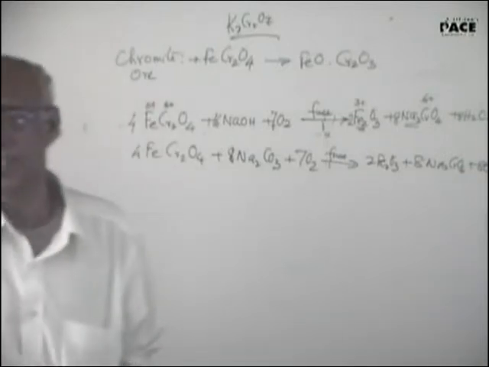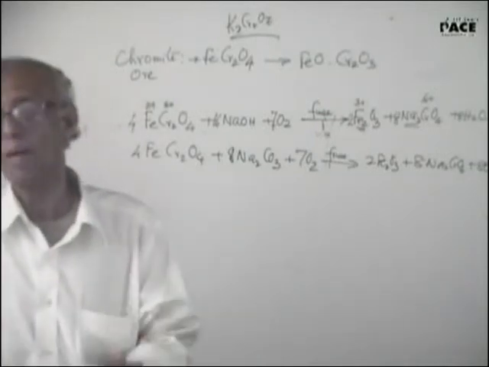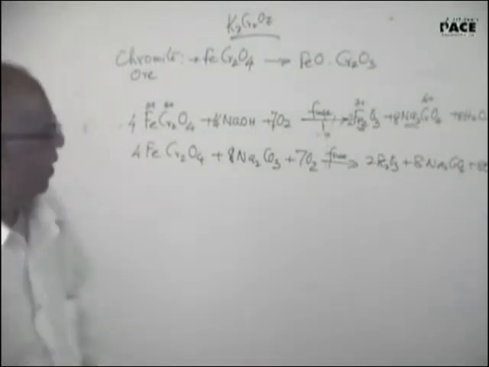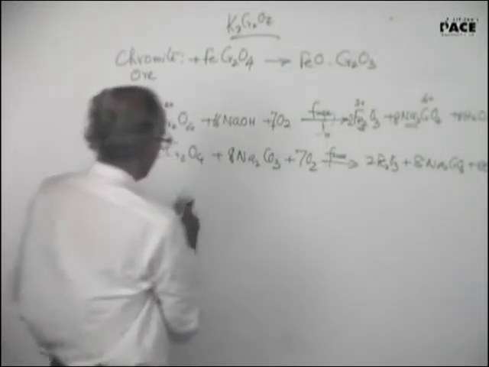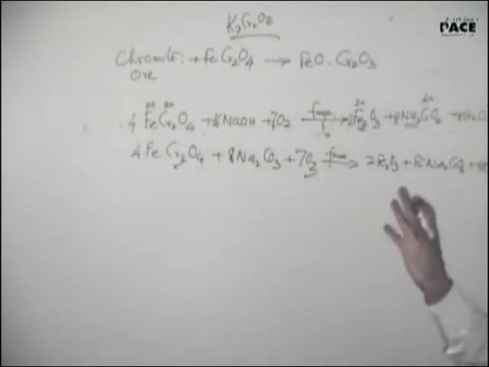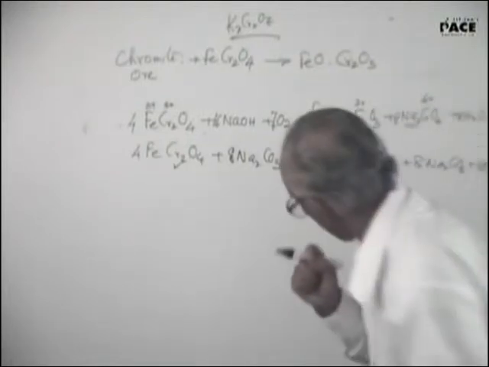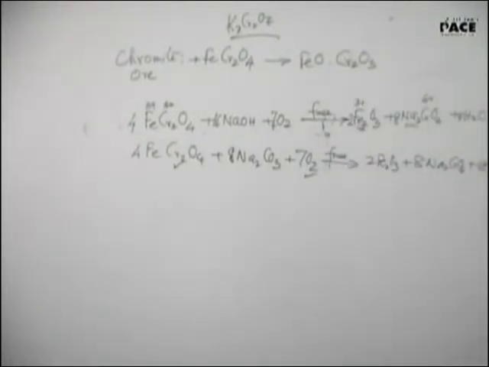That is another method. Instead of sodium hydroxide, I fuse with sodium carbonate. This and this do not change. The mole proportion does not change, because sodium hydroxide or sodium carbonate are not oxidizing agents. The oxidizing agent is oxygen. So the number of moles of oxygen will remain the same in both cases. If I use sodium hydroxide, the product is water. If I use sodium carbonate, the product is carbon dioxide. That is the only difference.